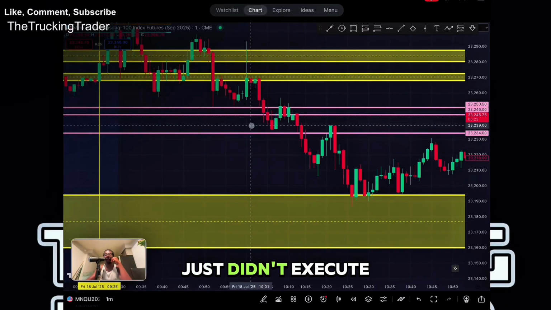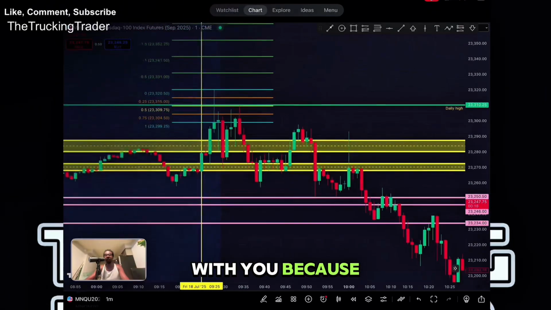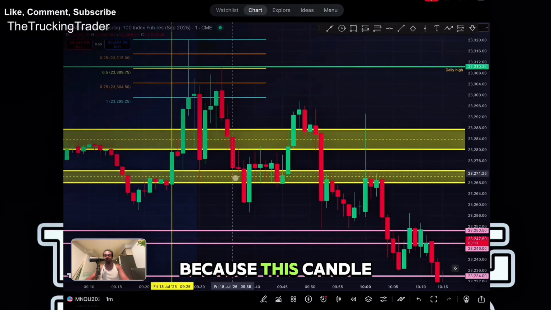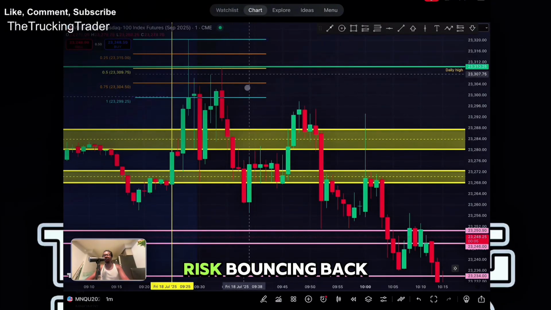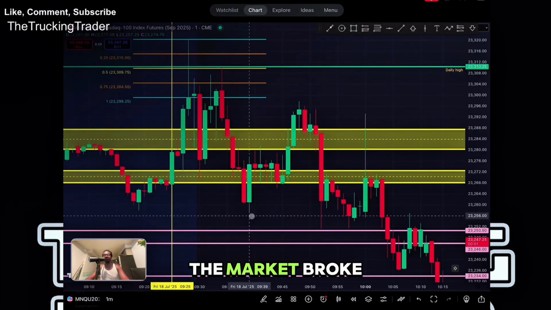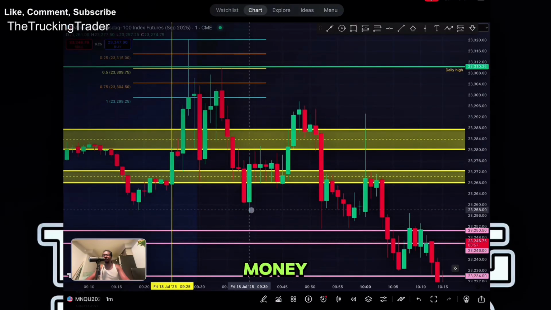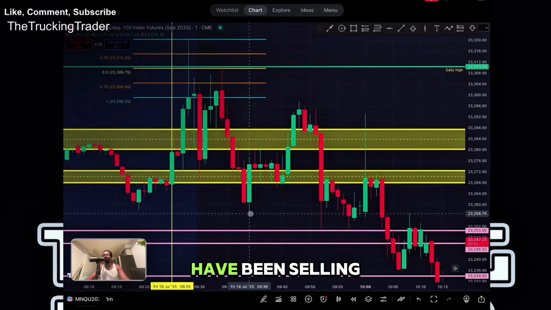I just didn't execute the way I wanted to on this trade, to be honest with you. Pay attention as well, you guys, how I'm getting out right here, because this candle right here was struggling to get below this low. So I would just close it. I didn't want to risk bouncing back and forth. I didn't really know what was going to happen. Then the market broke below. Maybe I could have got a little bit more money, but even if I would have waited, as soon as we broke below, I probably would have been selling.